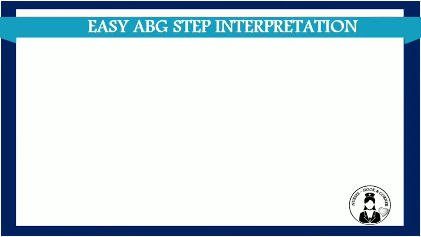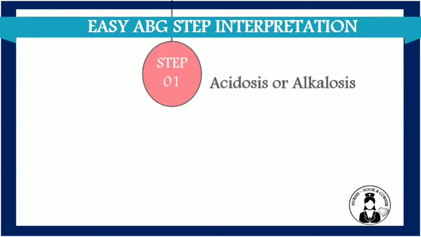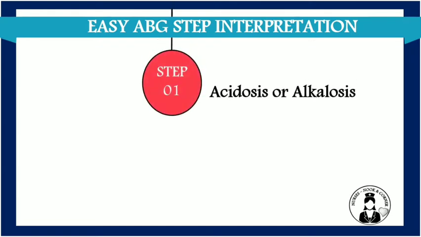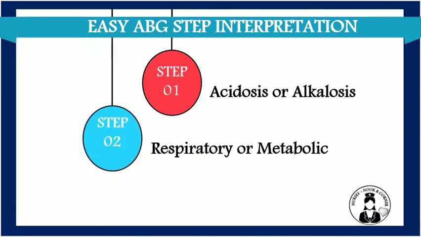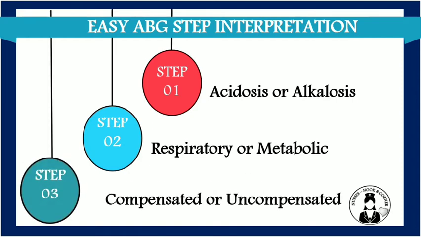There are 3 easy steps for ABG interpretation. First one, identify if it is acidosis or alkalosis. Second step, identify if it is respiratory or metabolic. And the third step is to identify if it is compensated or uncompensated.